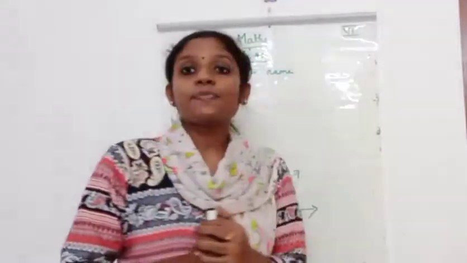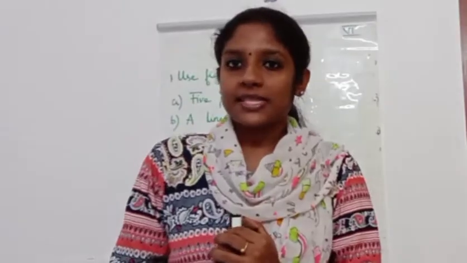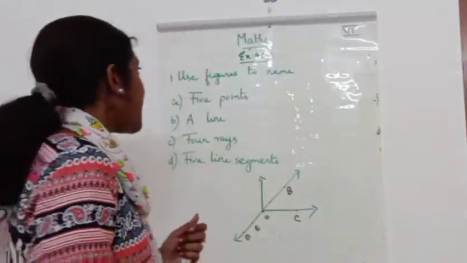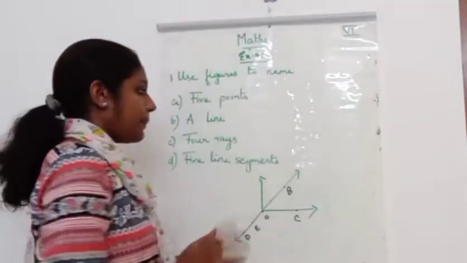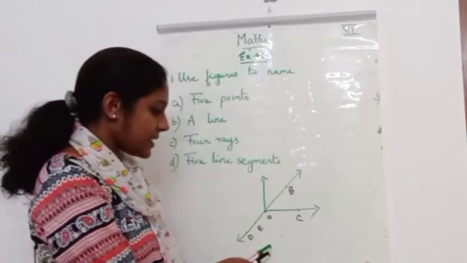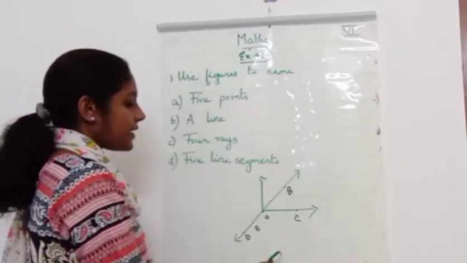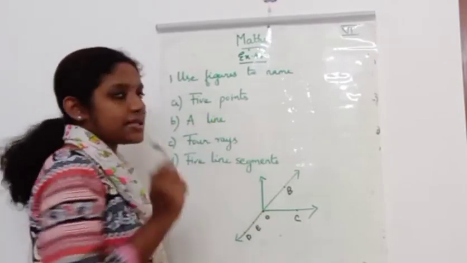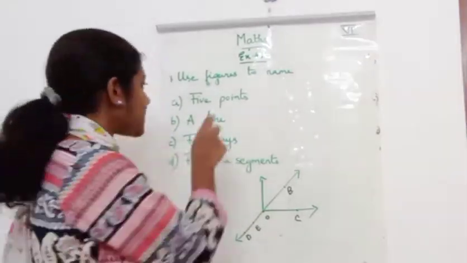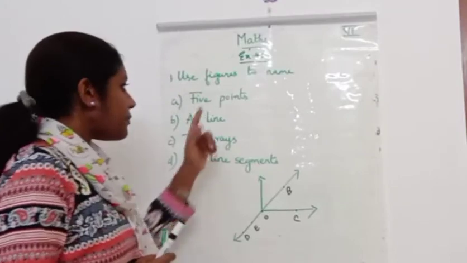Now we will move to the exercise questions, that is exercise 4.1 from your textbook. Okay, so this is a question. Use figures to name. A figure is given here. You have to use this figure to name 5 points. First, you will name 5 points.